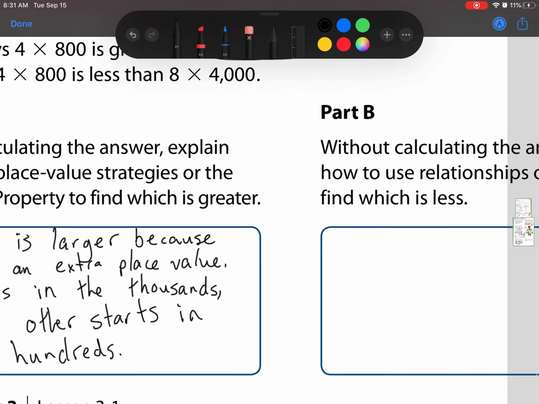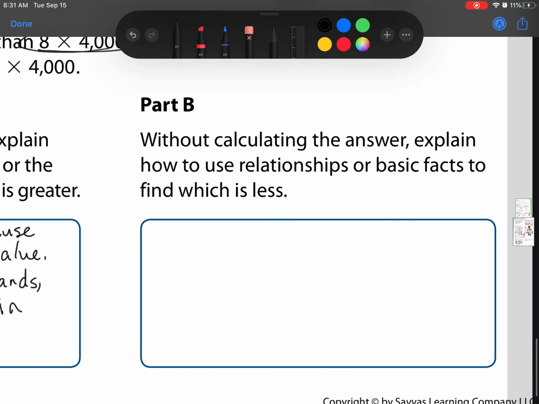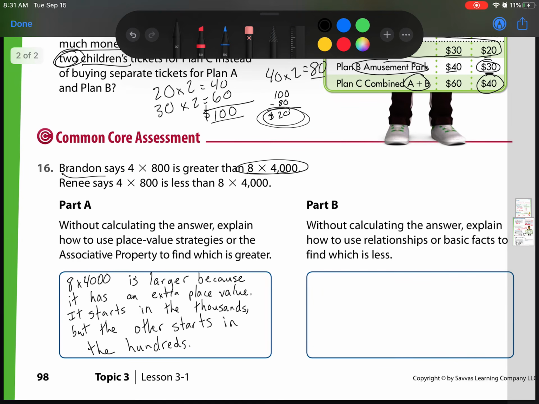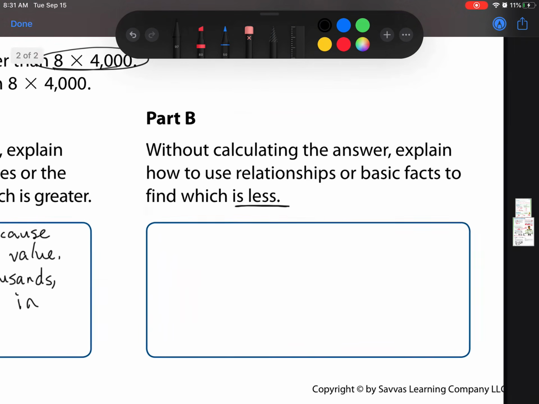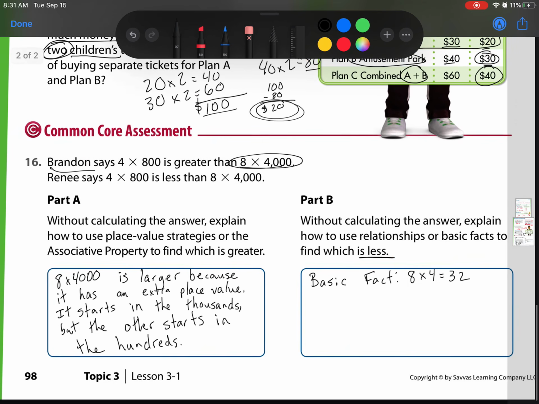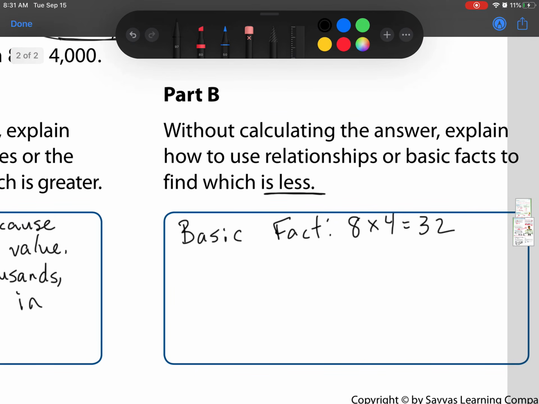Okay, let's head on to part B. Without calculating the answer, explain how you use relationships or basic facts to find which is less. So, which is less? Well, we know our basic fact for all of them is what? So let's label it. Our basic fact was 8 times 4, which is 32. And now which one is less? Well, 4 times 800 is less because it has less place values.